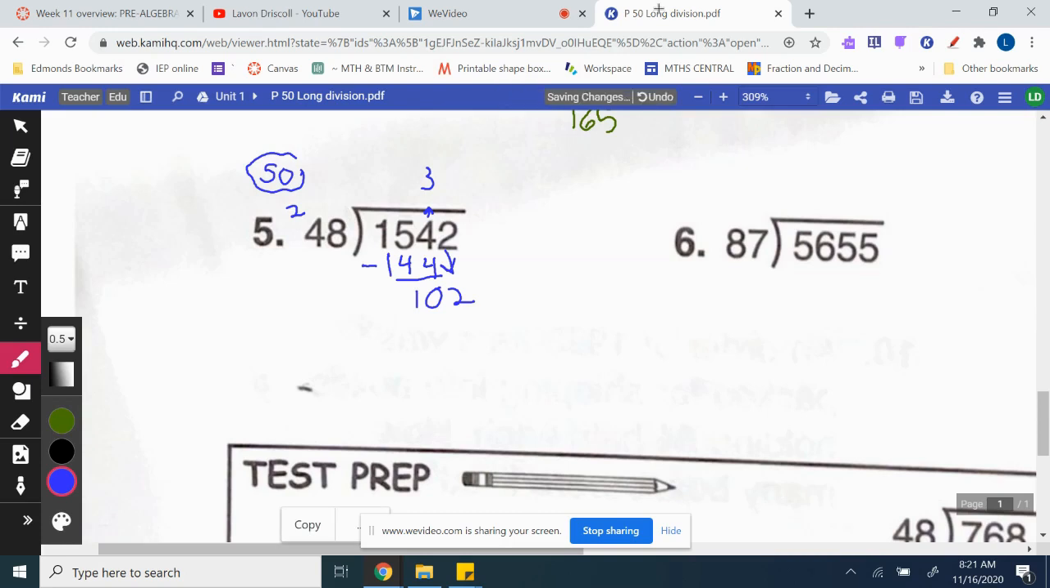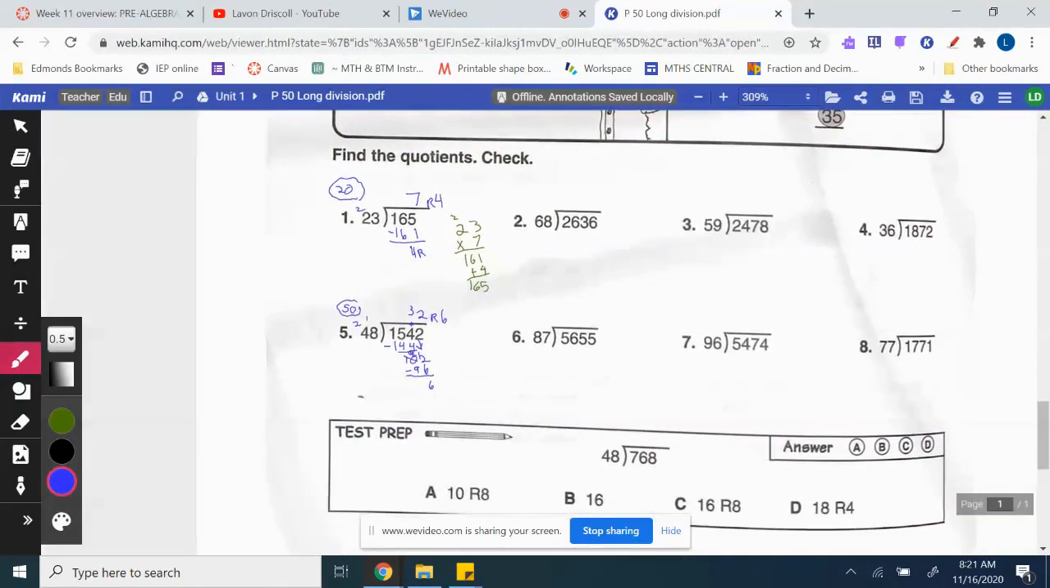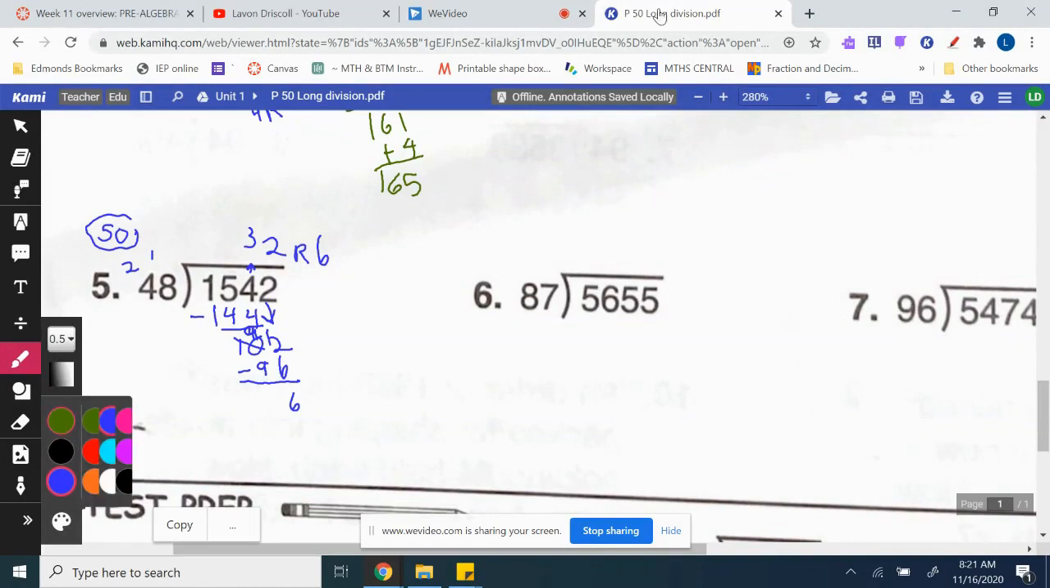50 goes into 102 about 2 times. 2 times 8 is 16. Carry the 1. 2 times 4 is 8, plus 1 is 9. Going to subtract. Can't take 6 away from 2, so I have to borrow. 12 minus 6 is 6. And 9 minus 9 is 0. So this is 32, remainder 6. Awesome. Let's go ahead and check that out and see if we get the right answer.